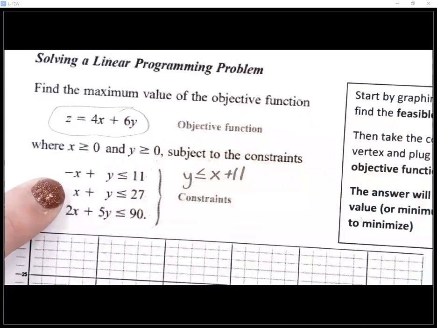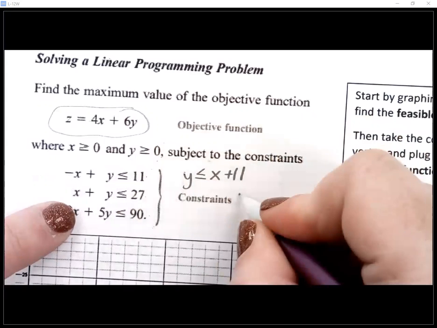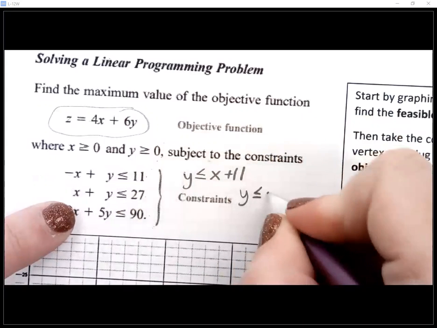Right, you agree? It's the same thing. Don't forget, anytime you are multiplying or dividing by a negative, you're gonna have to flip that symbol over. But I didn't do that yet. On the second one, wouldn't I just minus x to the other side? So I get y is less than or equal to a negative x plus 27.